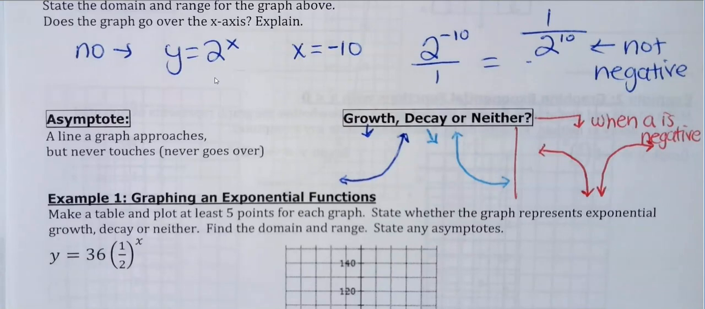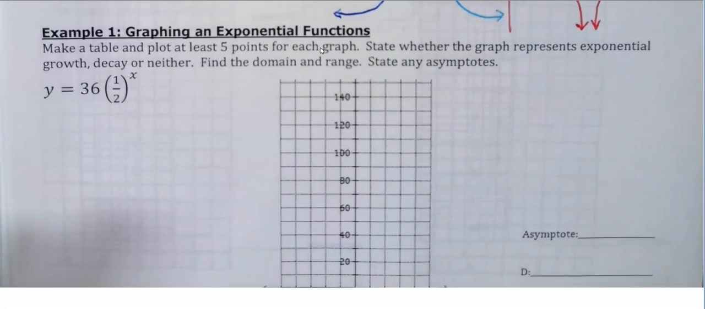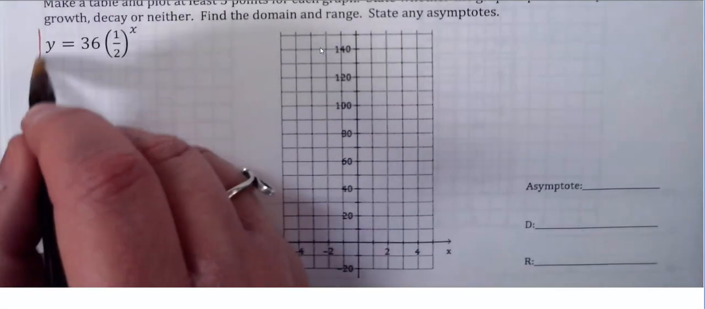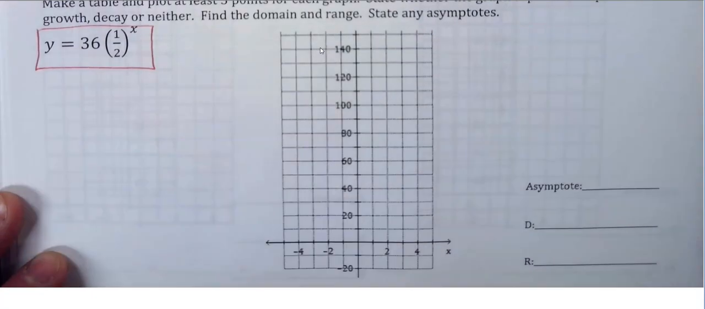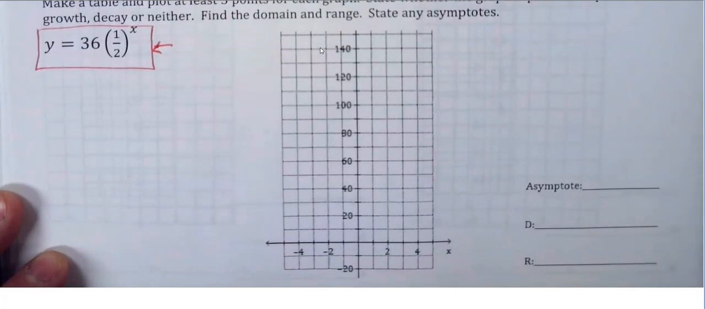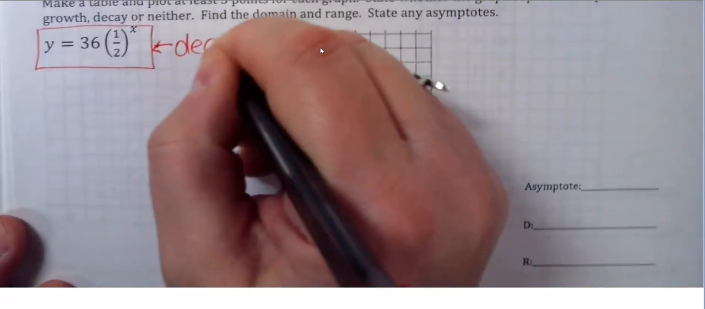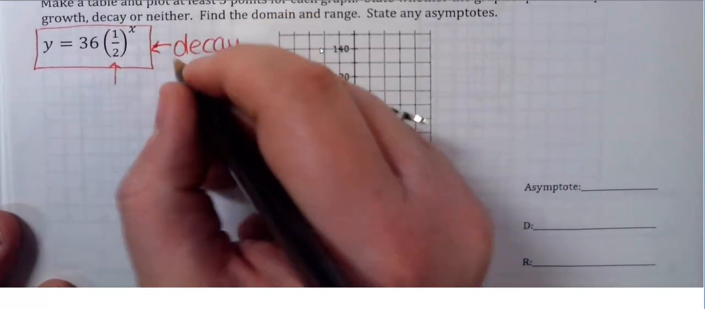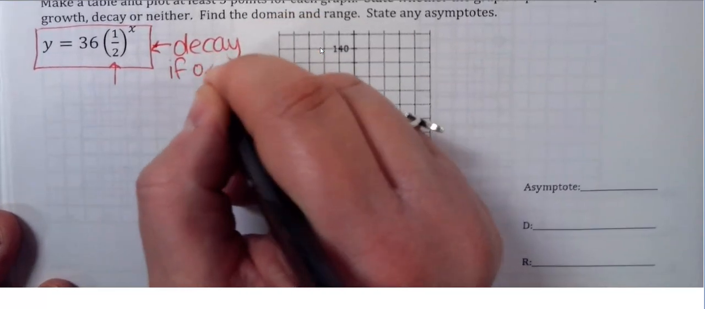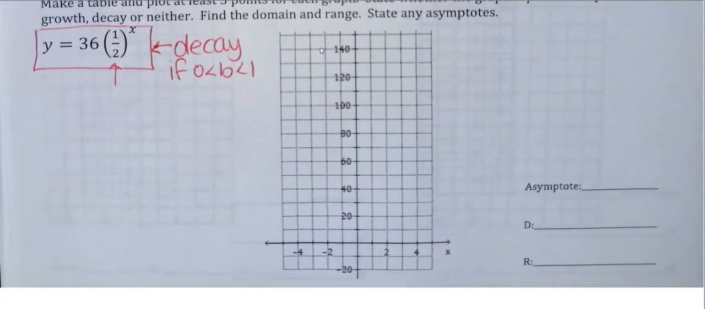Okay, so very first question we're going to graph, and I'm just going to have you guys make a table. No big deal. We're going to graph y equals 36 times 1/2 to the x. Okay, should this be growth, decay, or neither one? Do you guys remember from yesterday how to tell? This is decay, right? It's based on that b value. Decay happens if that b value is between 0 and 1. Here the b value is a half.